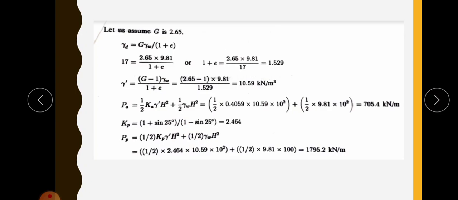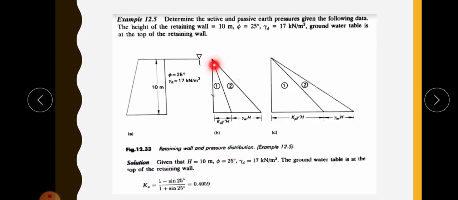So this is the procedure to calculate active earth pressure and passive earth pressure. First you calculate the constant, then draw the pressure distribution diagram, and by finding the area of this pressure distribution diagram you can calculate Pp and Pa. Okay, thank you.